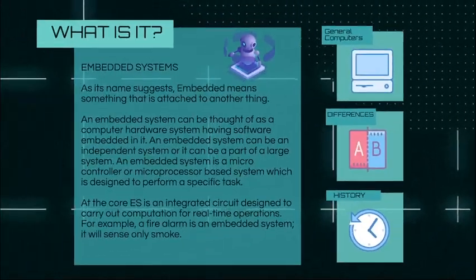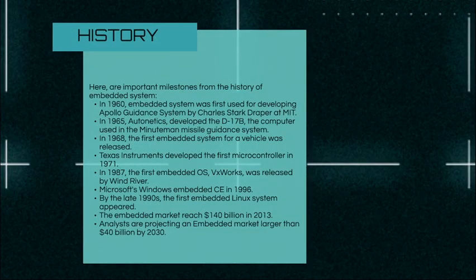Now let's dive deep into some historical events that are very important in the field of embedded system. In 1960, for the first time, embedded system was used in Apollo guiding system. In 1968, automobiles started using embedded system. First microcontroller was developed by Texas Instruments in 1971. Windows released its operating system for embedded system called Windows CE in 1996. Embedded system market reached $140 billion in 2030.